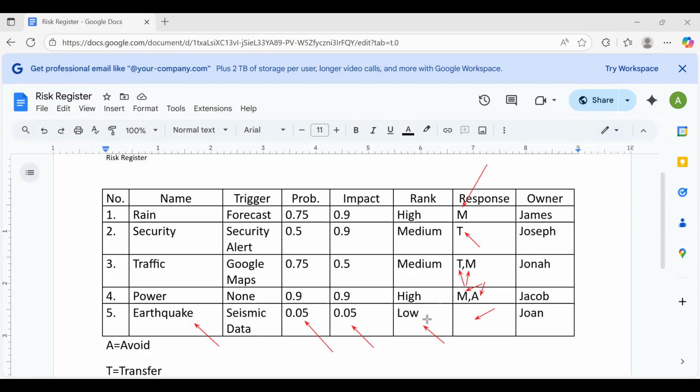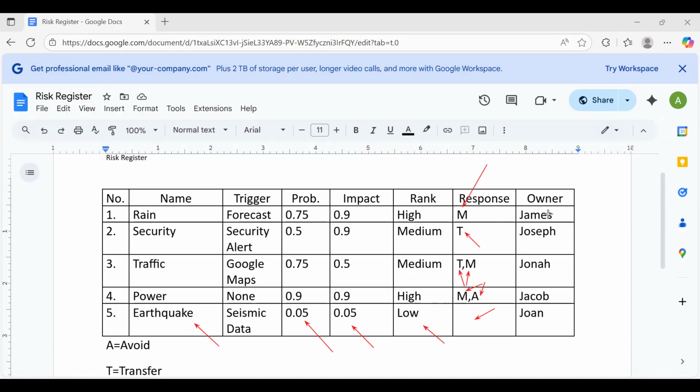Now, if you are looking at a risk that has a probability of not happening, then if you are going to respond to it, you're going to spend a lot of money responding for an earthquake that might not even happen.